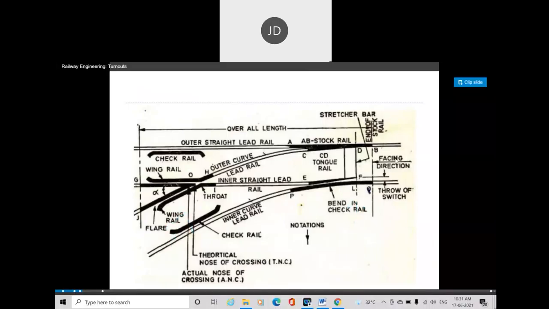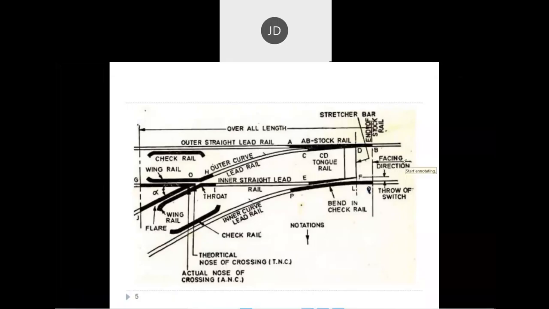So this is the straight direction. This is the what direction? It will be your left turn, right? If I consider this is your direction of movement, you can see the facing direction. That means suppose the train is moving in this direction. So suppose this is a straight path and it will take your left turn. So it will be a left turn turnout. So depending on the direction also, we have different types of turnout.